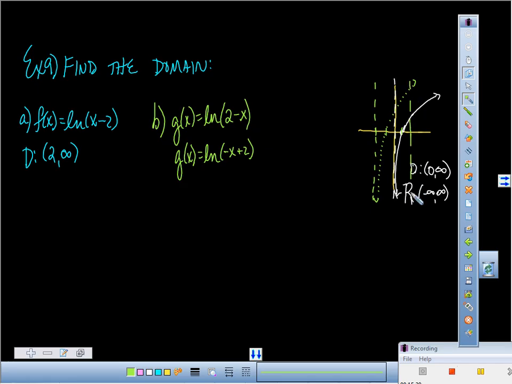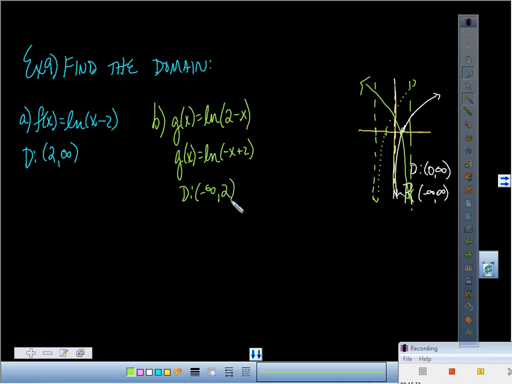So this is my asymptote. Okay? And which way does this little thing go? He goes the other way. Okay? So he's going to look like that. So what's his domain? Perfect. Negative infinity to 2. Inclusive or exclusive? Very good.